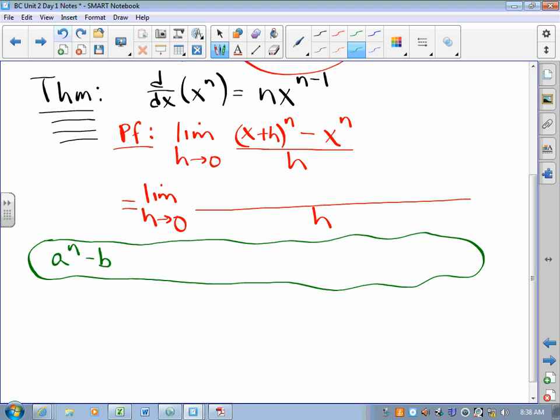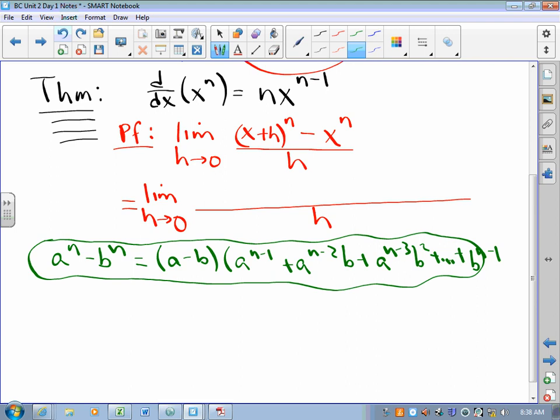if you have a to the n minus b to the n, you can actually write that as a minus b times a giant long product. A to the n minus 1 plus a to the n minus 2 b plus a to the n minus 3 b squared, and so on until you end up with b to the n minus 1. This is actually a factoring. You can check yourself with FOIL, make sure it works.